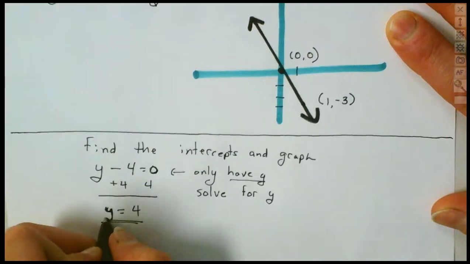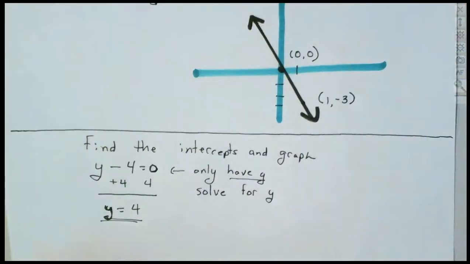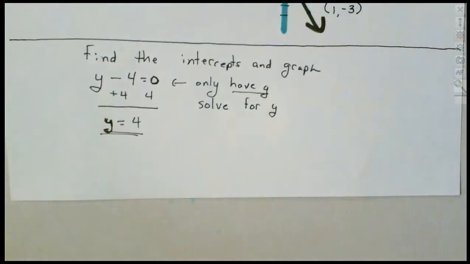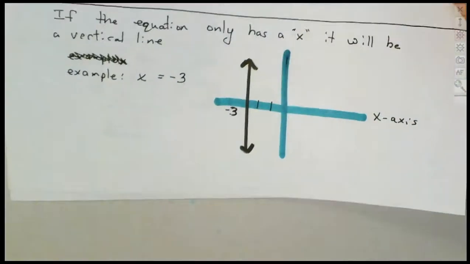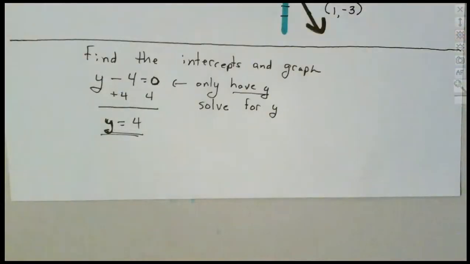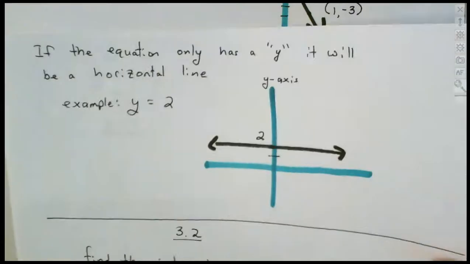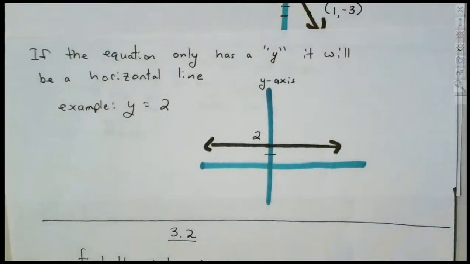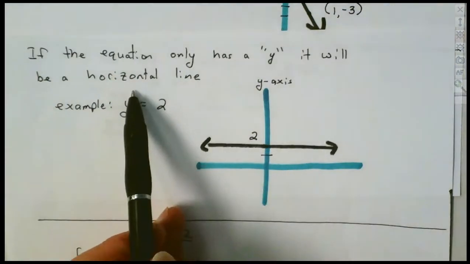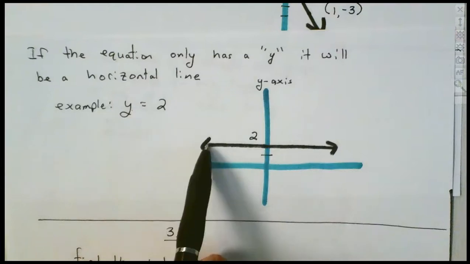Now, why is this one different? Well, this one's different because, remember, we only have one variable. And if we go back and look before break, when we talked about the different outcomes that you might get, we talked about this one. Remember, that's on the next page here. And if we go back a couple of pages, we had this. And for this one, when it was a y only, it was a horizontal line. So this one was y equals 2, and it looked like that.